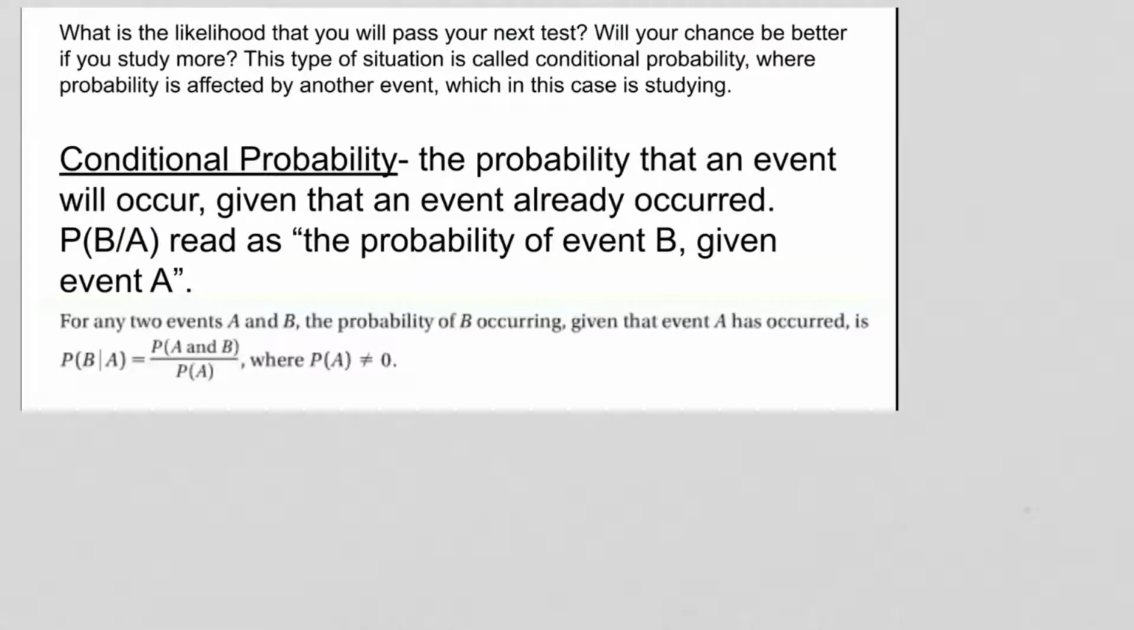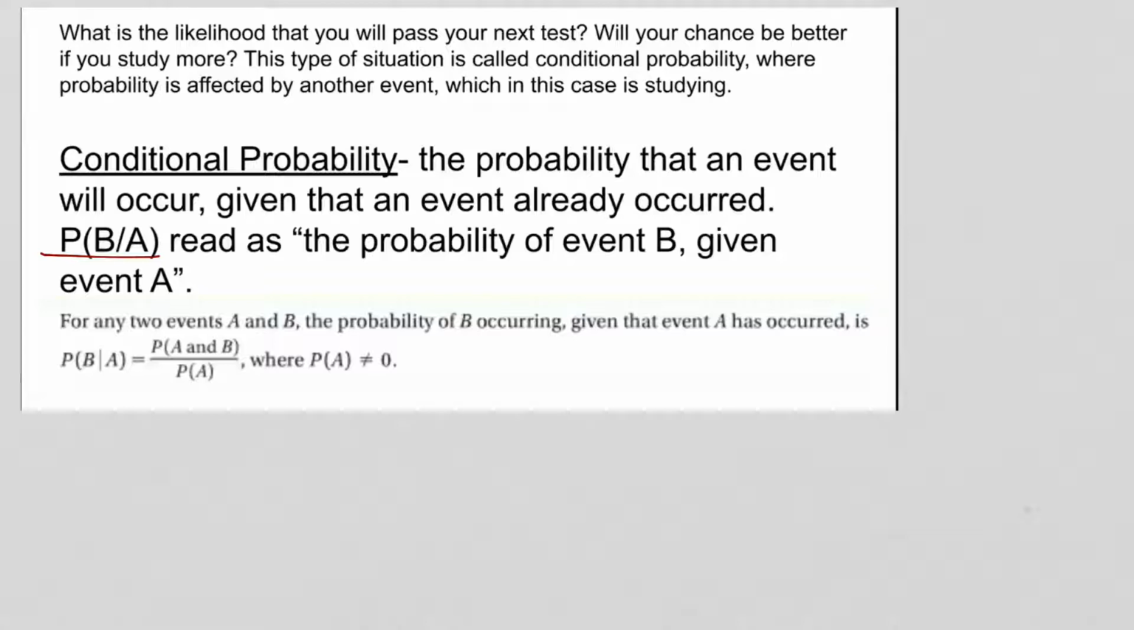All right, so here we're getting into the meaning of what conditional probability is. Conditional probability says it's the probability that an event will occur given that an event already occurred. So there are different ways that they're going to present this to us. Either they're going to say the word given in the question, or they're going to write it like this, where it's got a capital P for probability of event B given event A.